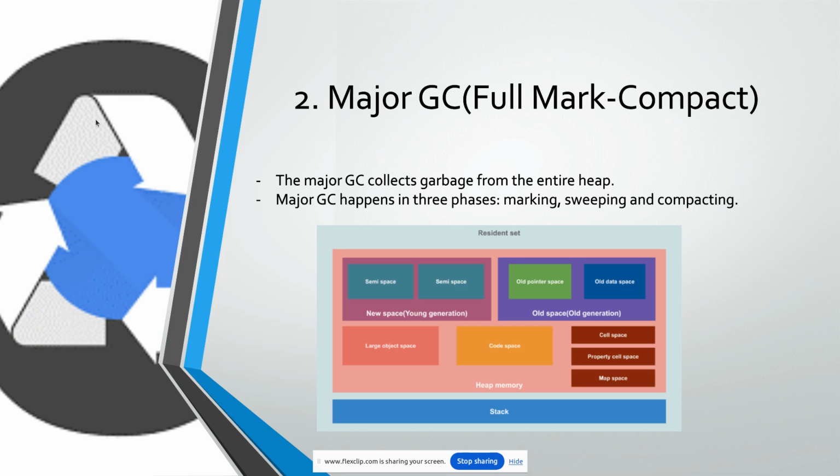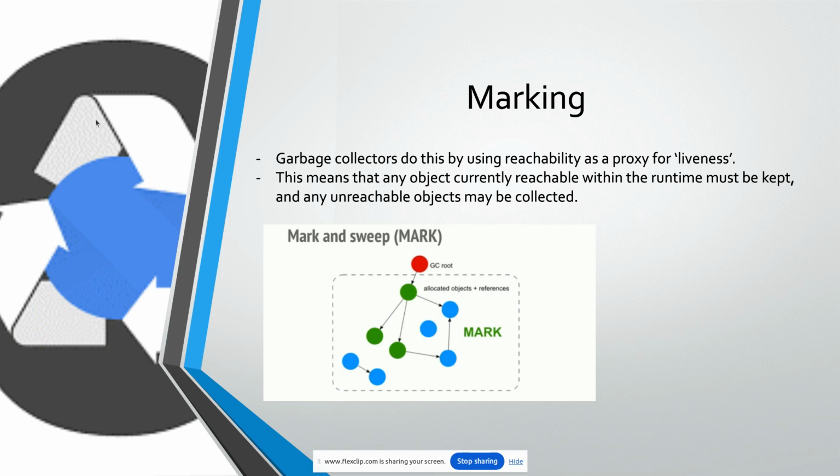Major GC happens in three phases: marking, sweeping, and compacting. So what is marking? Marking is something we've talked about a lot. It uses reachability as a proxy for liveness. It's just trying to mark if an object is reachable. If it's marked, it's considered live. If it's unmarked, it's going to be garbage collected.